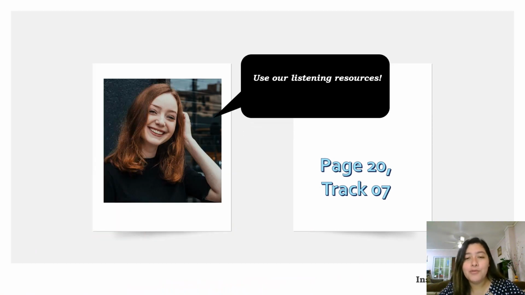Remember to always use our listening resources. Siempre utiliza nuestros recursos de audio. En esta lección, para la página 20, utilizamos el track número 7.